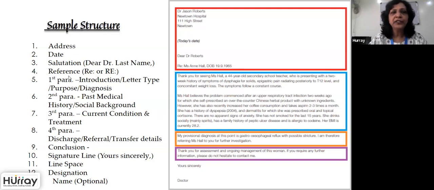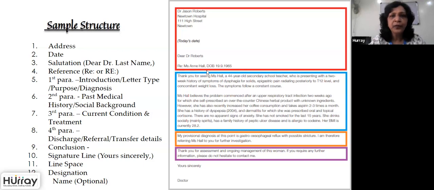Then you write the reference. You can write RE, with a capital R and small e with a colon, or capital R and capital E as well with a colon after that, and write the complete name of the patient with the title. The title also would be in the case notes.